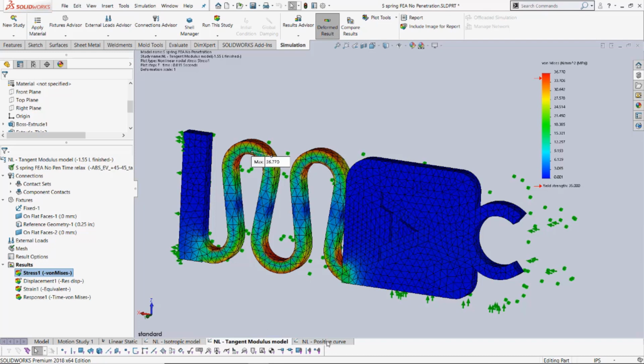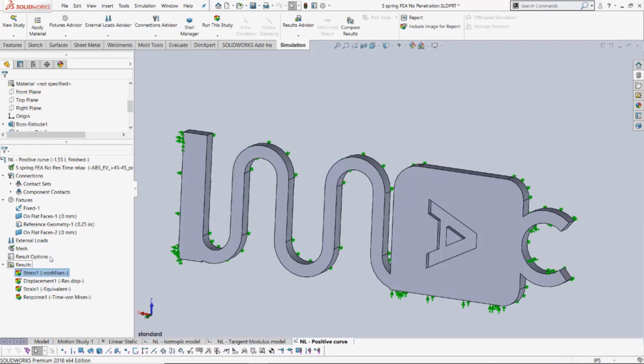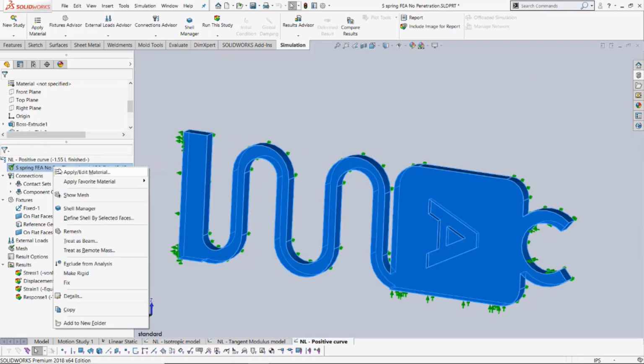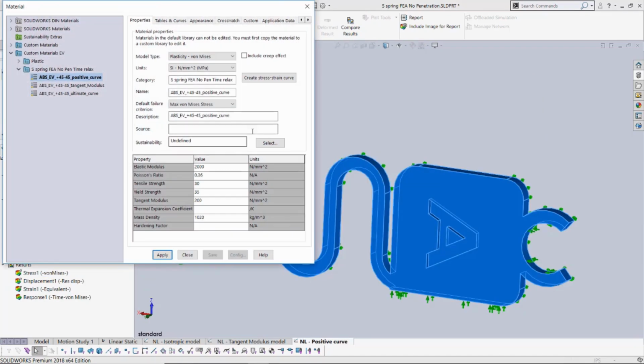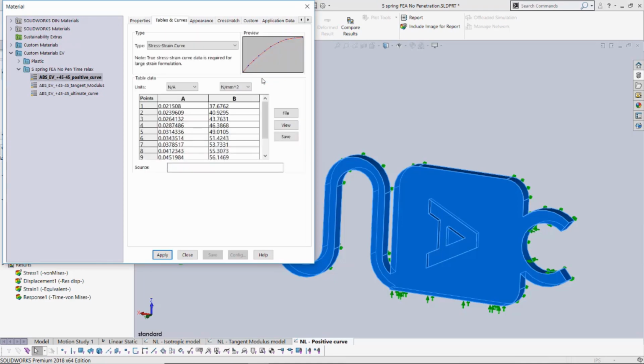If we look at the nonlinear positive curve study and then check the material properties, what we have done here is set it to Plasticity Von Mises. We do have a tangent modulus, but we have actually added a stress strain curve. When you add a stress strain curve, the SOLIDWORKS solver will ignore the tangent modulus even if it exists.